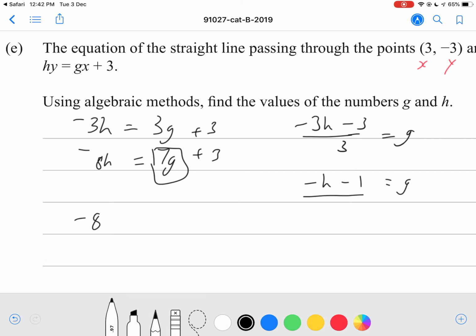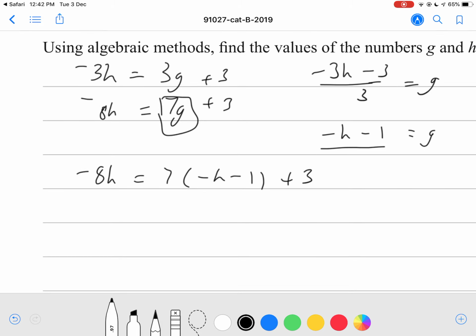In this case, we have negative 8h equals 7 multiplied by negative h minus 1, plus 3. So now we will have negative 8h equals negative 7h minus 7 plus 3. If we move the negative 7h to the other side, we get negative h is equal to negative 7 plus 3, that's negative 4. So therefore, your h value is equal to 4.